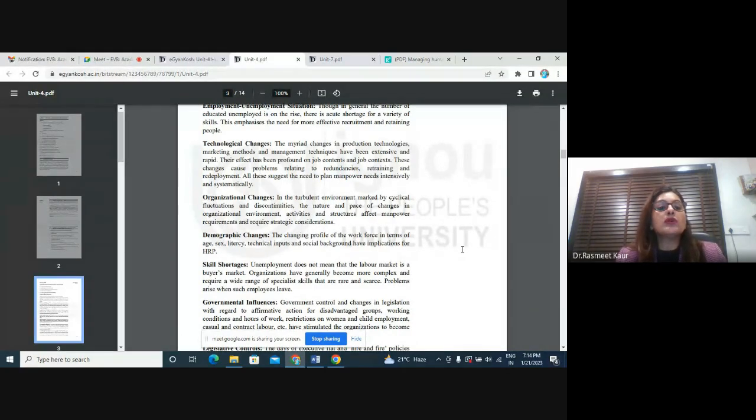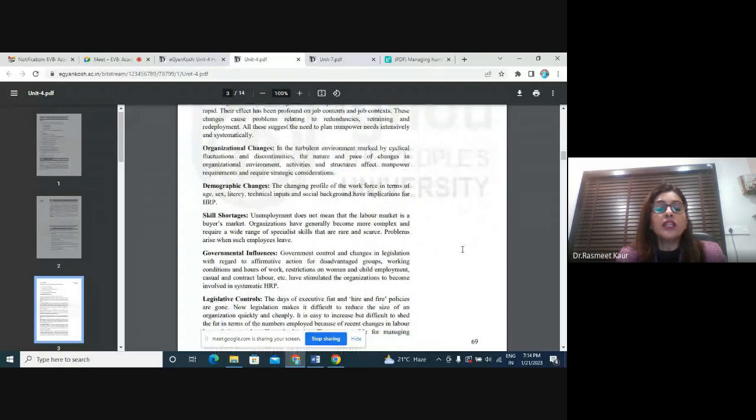So when you do this analysis of HRP, we come to know that at the macro level, that means at the nation's level, what are the different extensive or rapid growth which is happening. So you will be able to come up with different types of job contents, and their context could be clearly defined. These changes which are happening will help you to retrain the employees accordingly. It will help you to plan your manpower so that they can be utilized in an intensive and systematic manner.